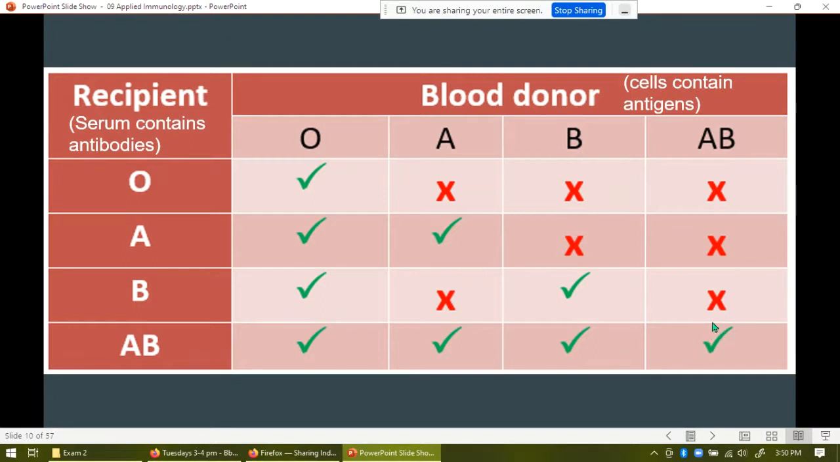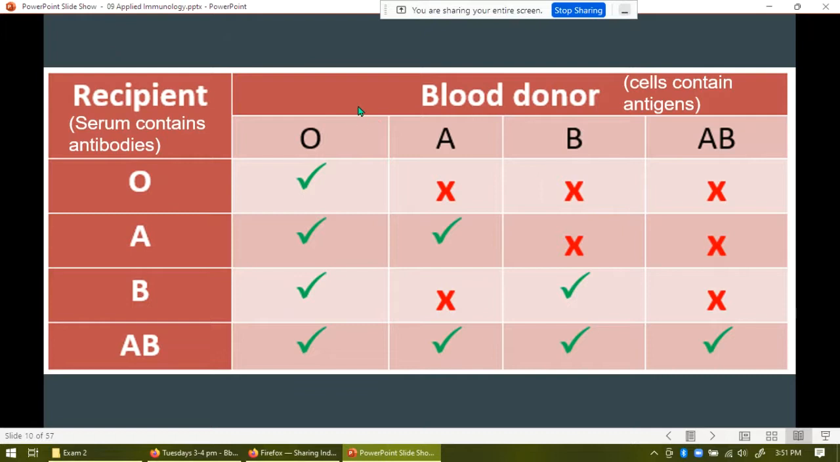On the other hand, type AB blood, the donors can only give blood to type AB recipients. That's because if you gave type AB blood to somebody with type A, then the B antigens are going to be attacked by anti-B antibodies in the recipient. Okay? So you can't give any antigens to somebody who doesn't already have that antigen on their red blood cells, if that makes sense. Okay, so on the practice exam, there's some examples of this.